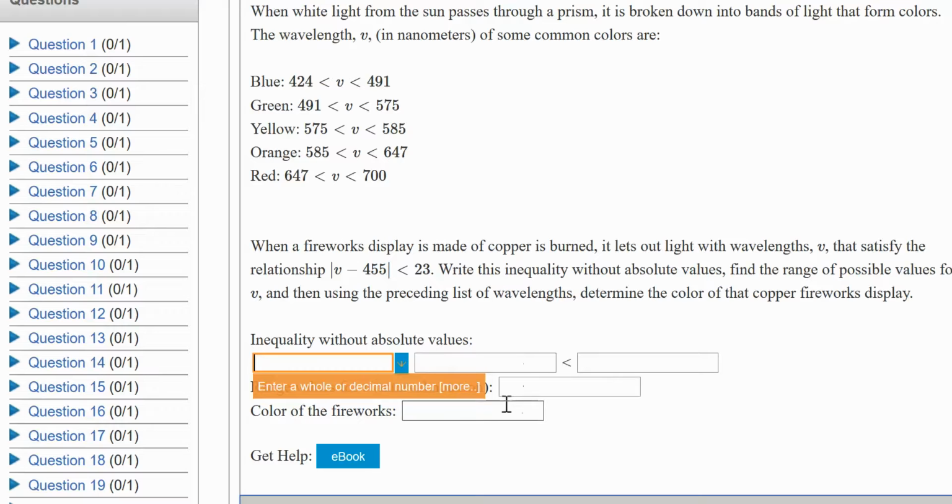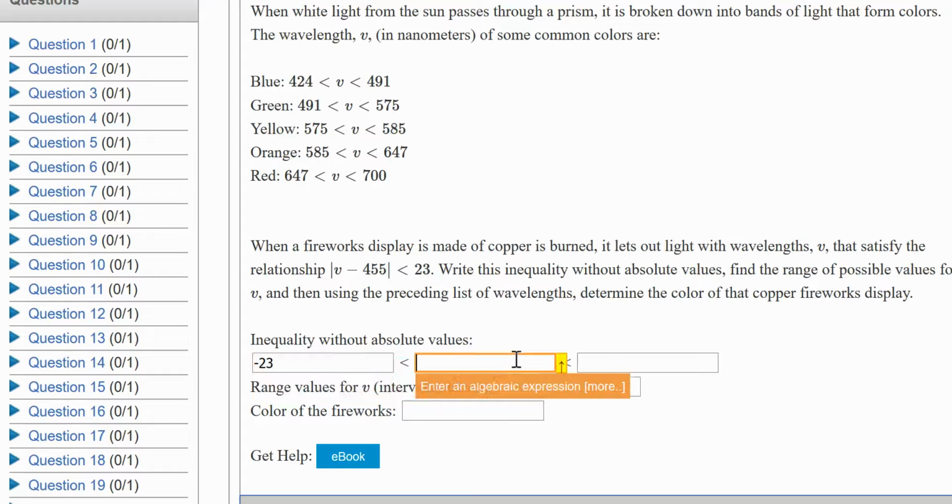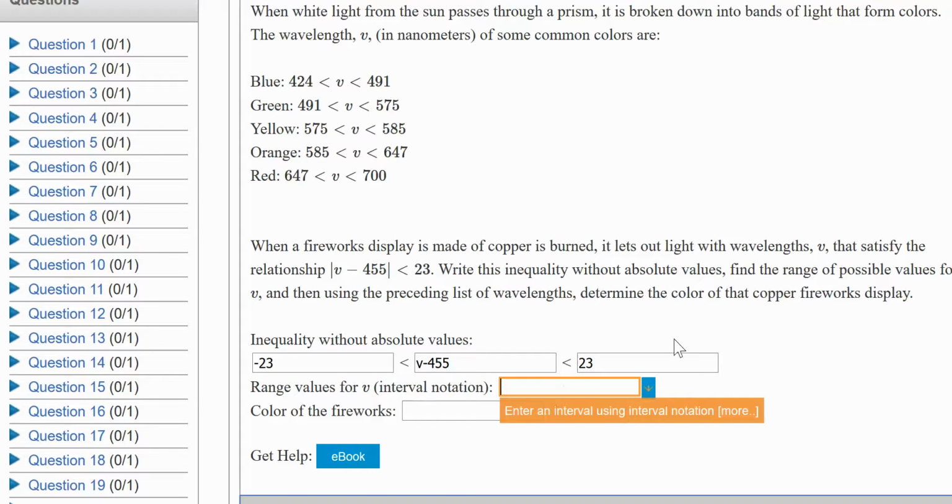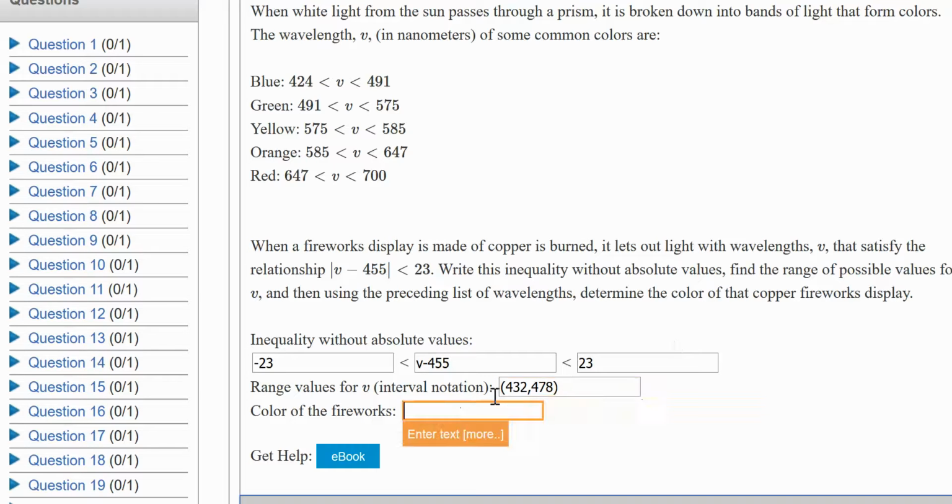Okay, let's put that in and see if we're correct. This should have been a negative 23. This should have been V minus 455. This should have been a positive 23. Interval notation: the low point was 432, and the high point was 478. And then, what's the color that was seen? It was blue. Okay, I think that's what we inputted.